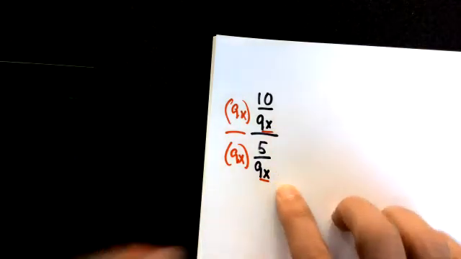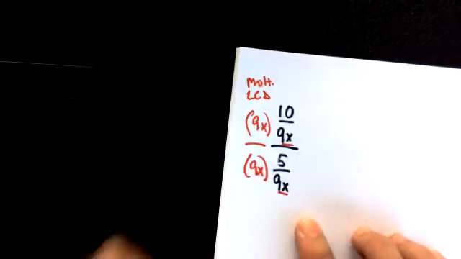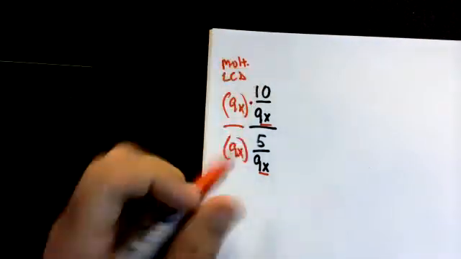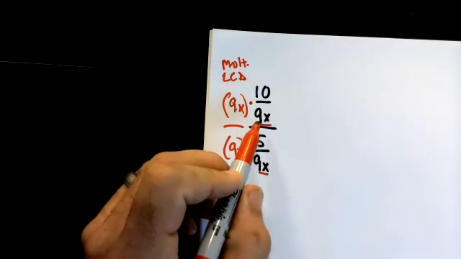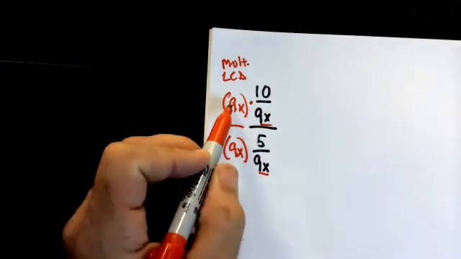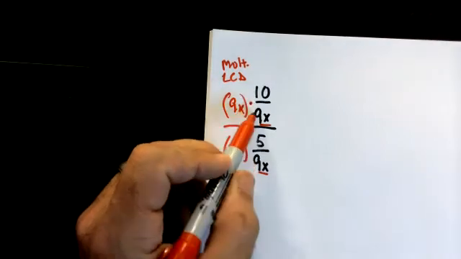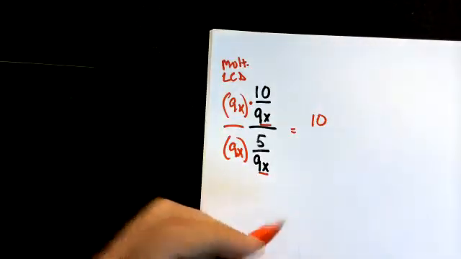Because our denominators are the same, that is our lowest common denominator, LCD. Okay, again, when you multiply, you take this number times the top, and then you divide. So 9x times 10 is 90x. 90x divided by 9x is just 10.